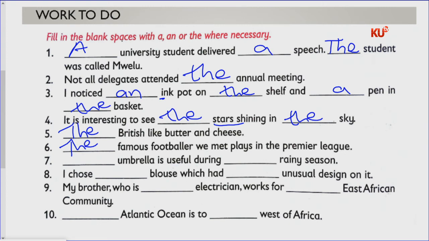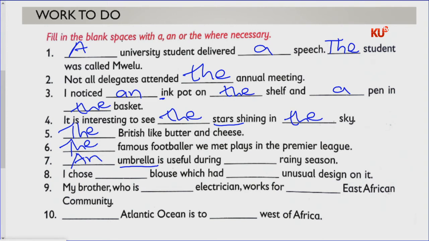Dash umbrella is useful during dash rainy season. So an umbrella. Let me also emphasize on the pronunciation of this word, because I'm teaching English even though it's not our topic today. This word is not pronounced as many of us pronounce it, umbrella. It is umbrella, not umbrella.